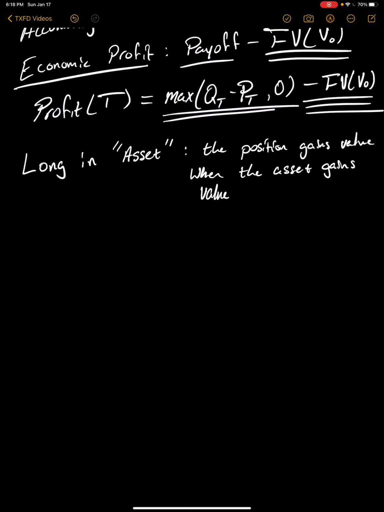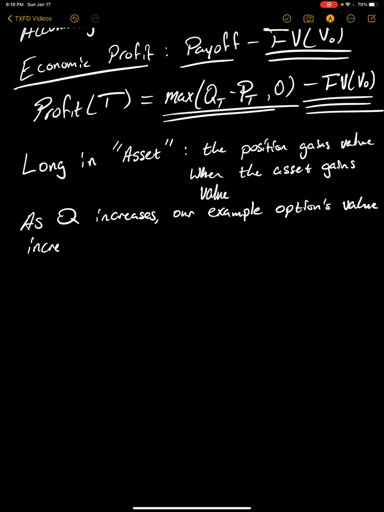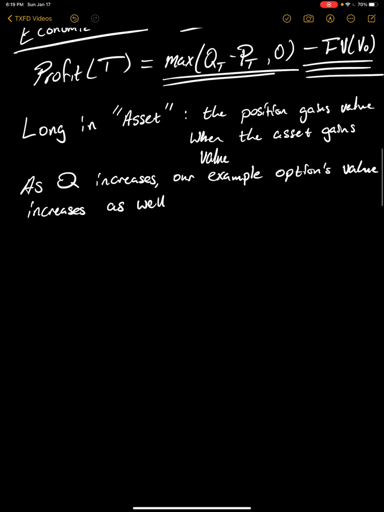So our example above is long in Q, right? Because as Q increases, our example option, the example that we're using up above, that option's value increases as well. So our option above is long in Q. So we say we are long in Q if we purchase the option above.